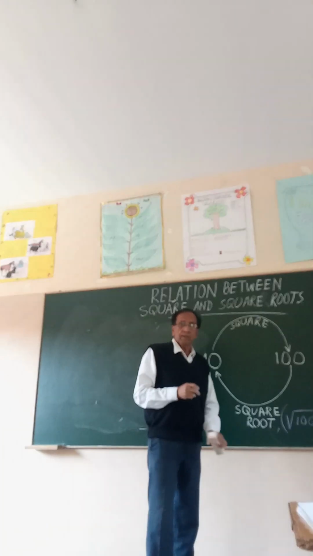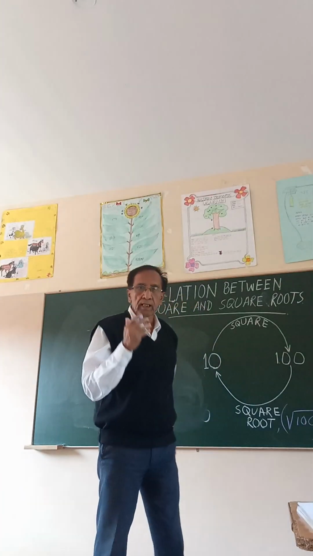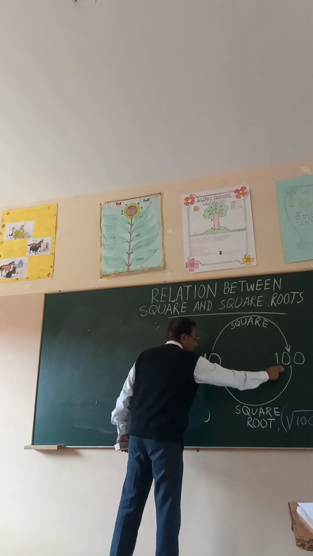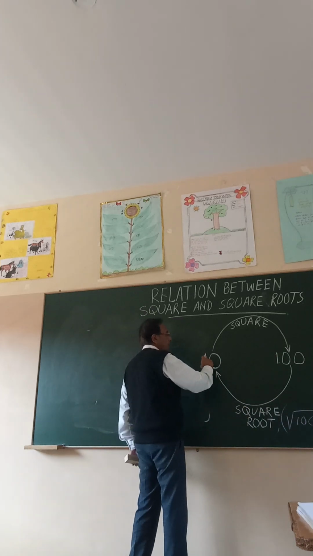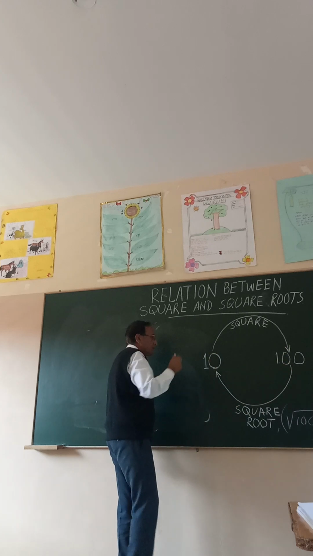Today we are discussing the relation between the square and the square root. What is the relation between the square and the square roots? A square root is the inverse function of a square. The square of 10 is 100 and the square root of 100 is 10.